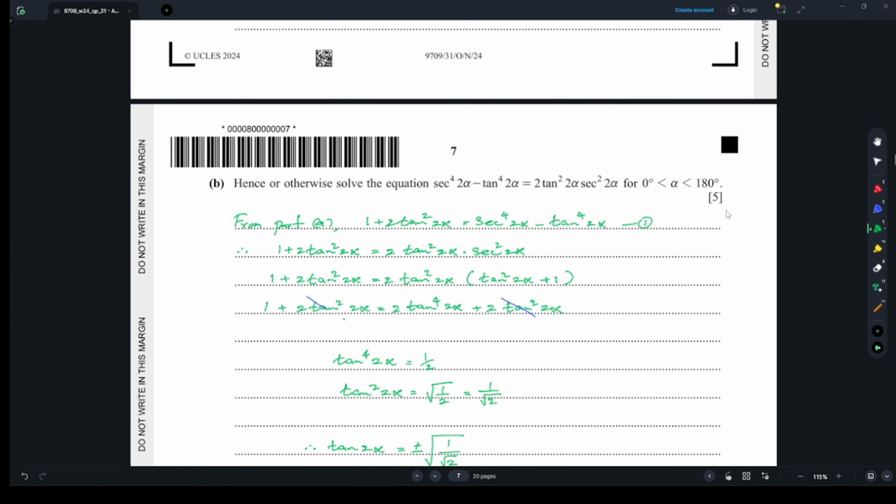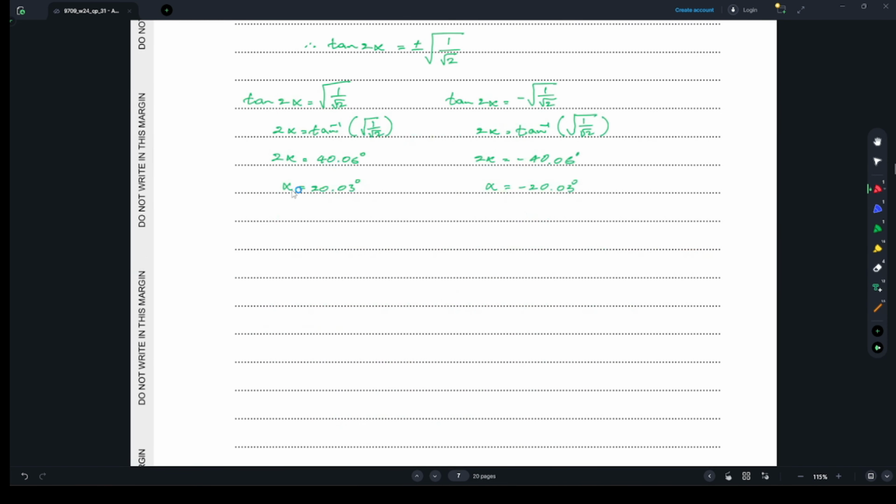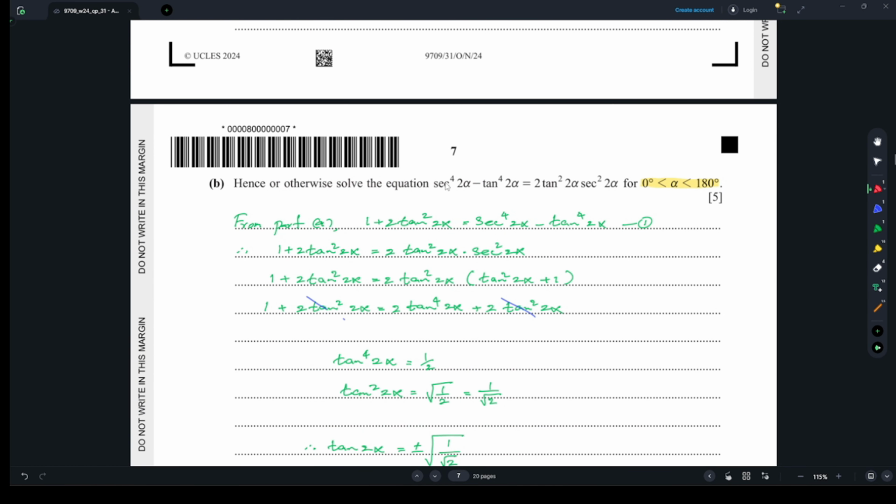Okay, so now just don't finish your answer, because first thing is this one. This is really important, the range of alpha. Alpha values are from 0 to 180. So in that case, we can neglect this alpha equals minus 20, right? Because it cannot be negative according to this. And we can consider alpha 20.03 is okay.